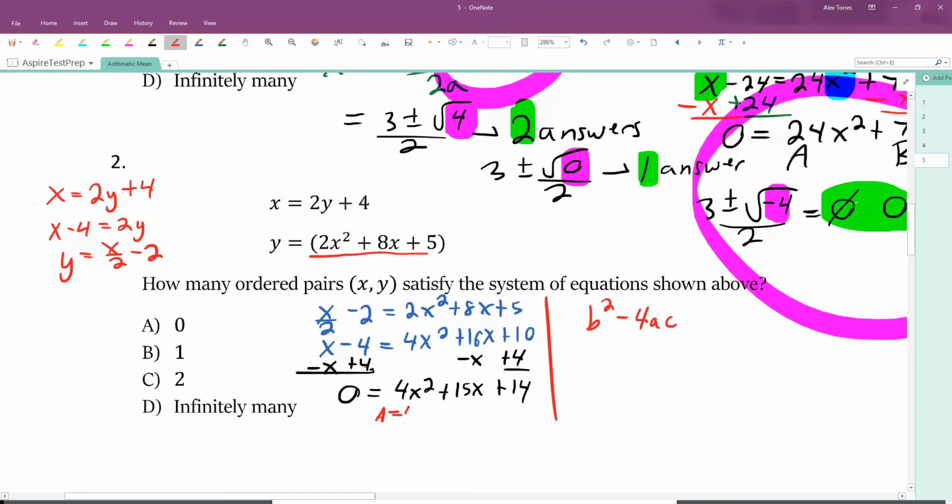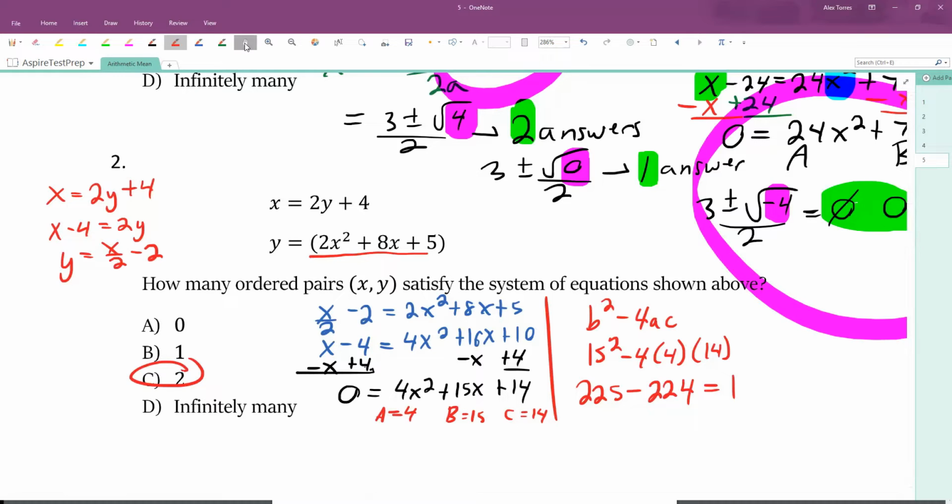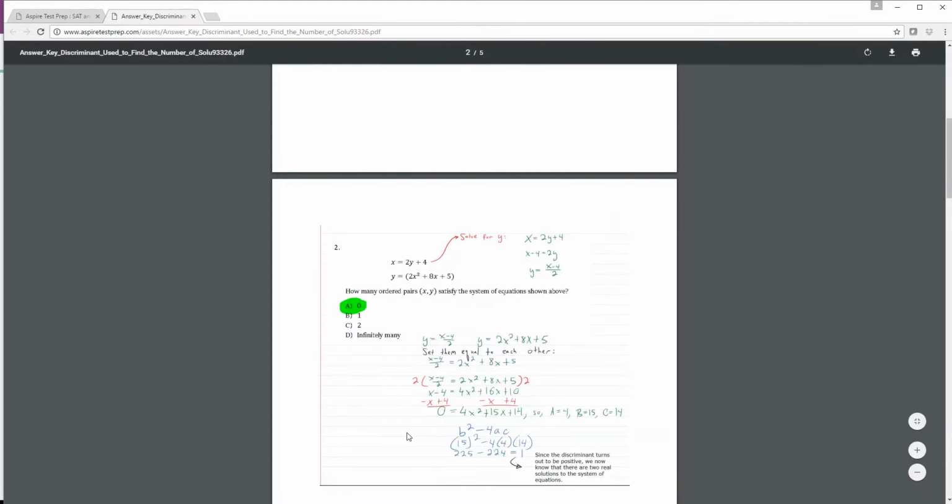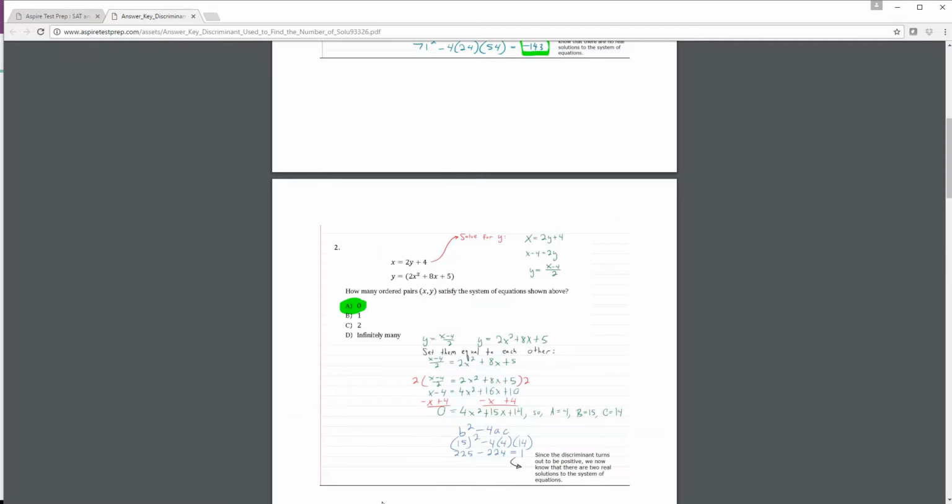So here a equals 4, b equals 15, c equals 14. b squared, 15 squared, minus 4ac, and 15 squared is 225, and 4 times 4 times 14 is 224. So we know now this is a positive number, 1, and a positive discriminant means that there are 2 real solutions. Okay, so that was number 2, and now we're going over to number 3.